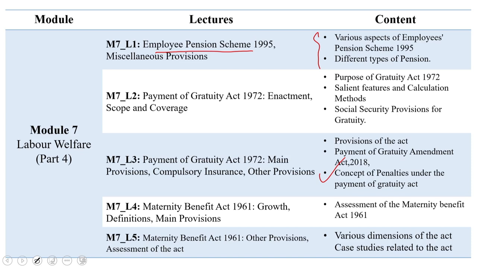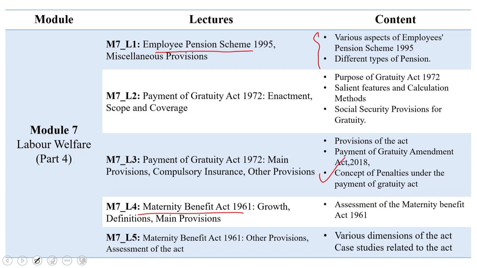Fourth and fifth lecture, we combined together. We looked into the Maternity Benefit Act 1961 in detail. Please note, the Maternity Benefit Act 1961, as I already mentioned, is a legislation that protects the employment of women at the time of maternity. It entitles women employees to maternity benefit, which is fully paid wages during the absence from work to take care of her child. The act is applicable to establishments employing 10 or more employees.